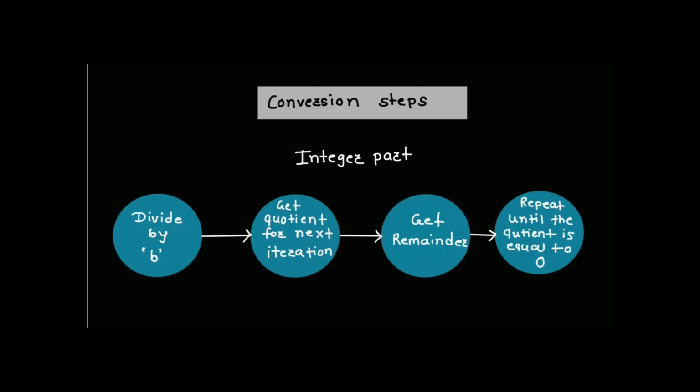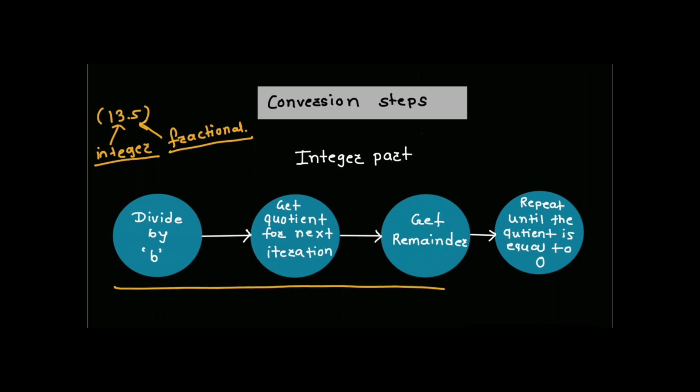Now we will see the conversion steps. There are two parts of conversion steps. First one is the integer part and second one is the fractional part. So what is meant by integer part and fractional part? For example, in 13.5, 13 is the integer and 5 is the fractional part. So we will see these parts one by one.